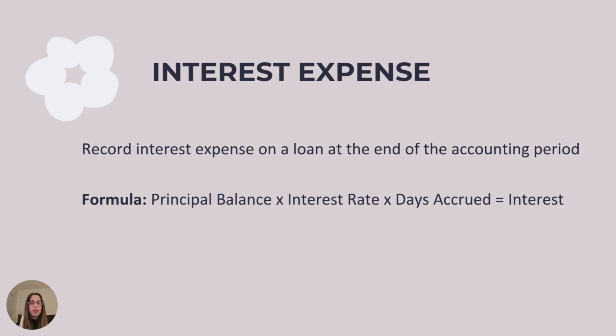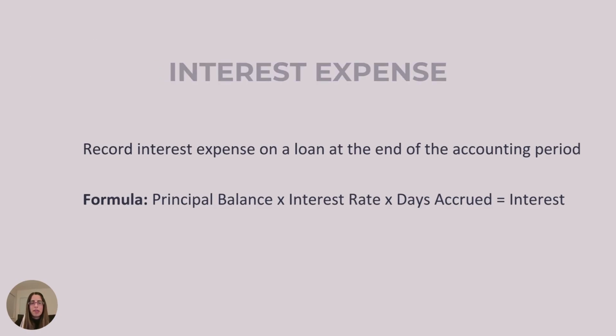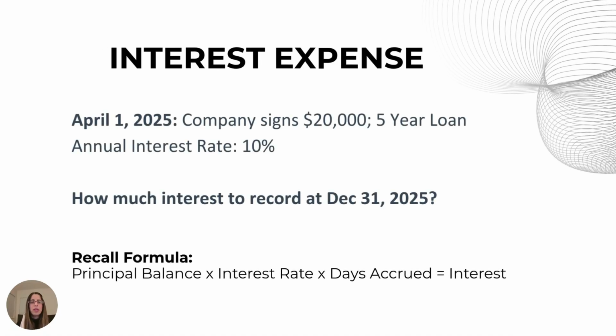Now, a general formula to calculate interest is the principal balance of the loan multiplied by the interest rate and then multiplied by days accrued. That would give us our interest expense. We'll explain it by using an example. Let's say on April 1st, a company signs a loan. The loan amount is 20,000 and the loan is for 5 years. The annual interest rate is 10%. At December 31st, at the end of the year, we want to record the interest expense on this loan.